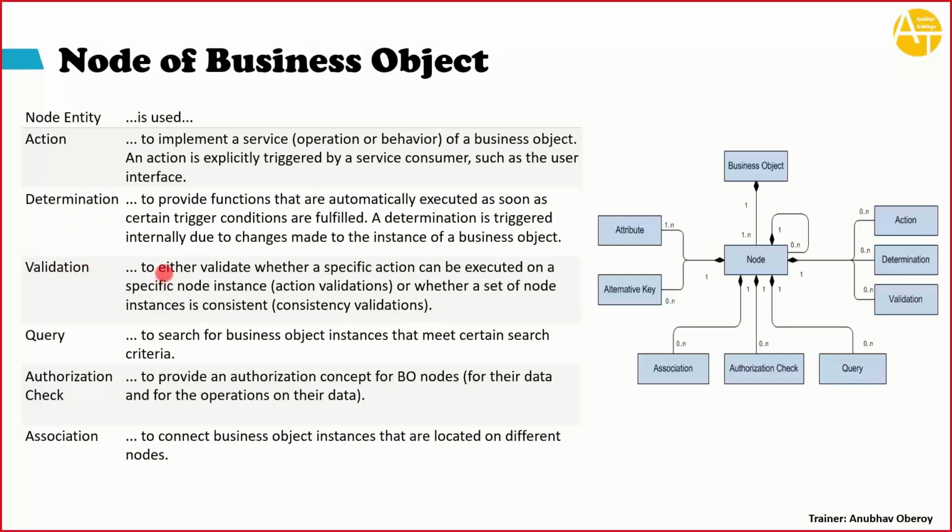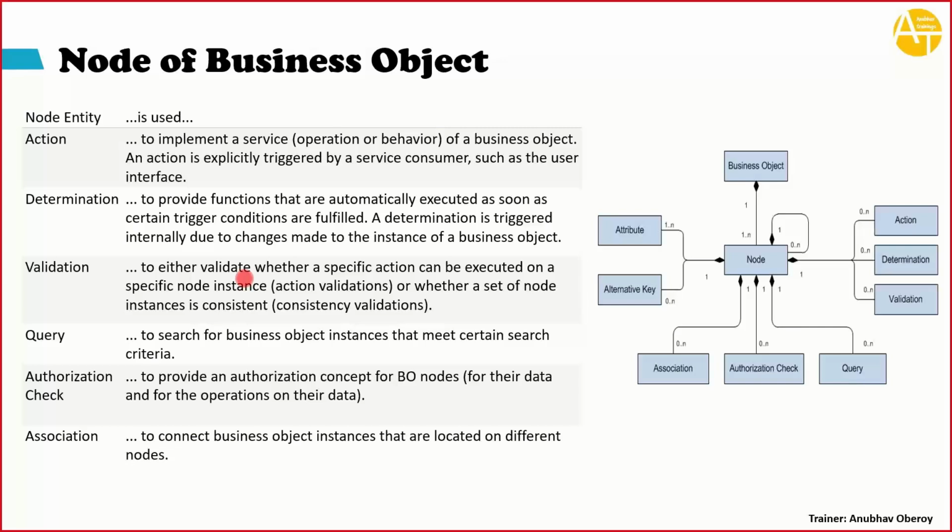Validation. As you all know, validation is very common. Validation is used either to validate that a specific action can be executed on a specific node instance, or whether the set of node instances is consistent. Suppose I am saving data, and before saving, I want to check if all the data is consistent or not. I'm creating an airline ticket when planning a travel, and I have by mistake chosen a past date. Obviously I can't book an airline ticket for a past date. Or I might have given the wrong airline code. All of that validation will be taken care of by the system.